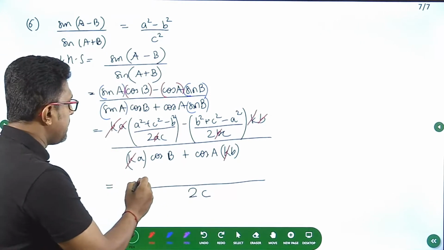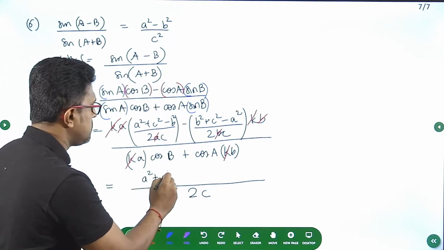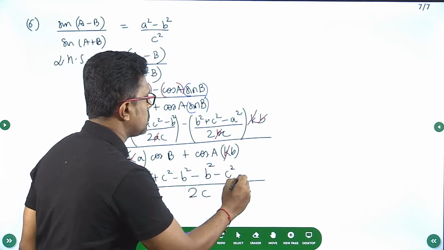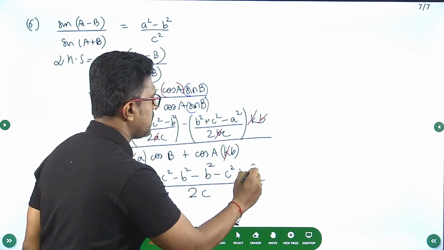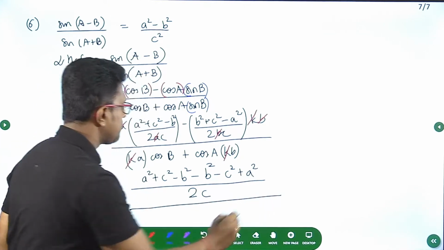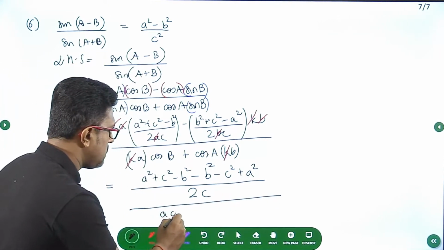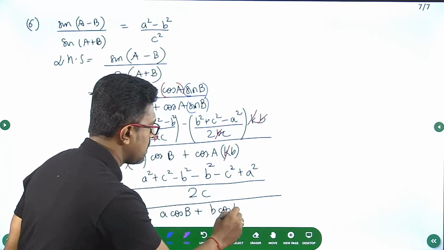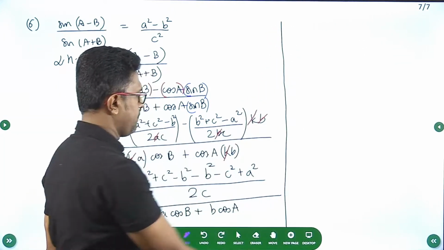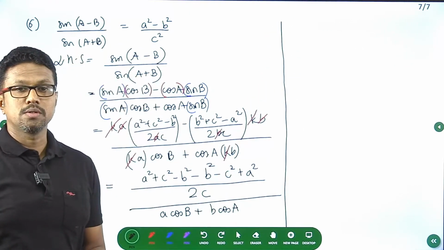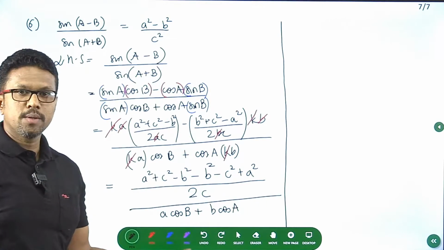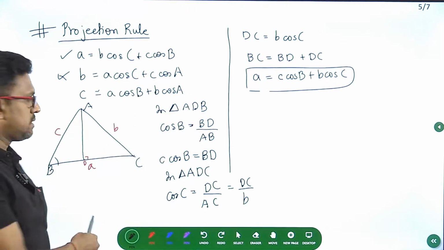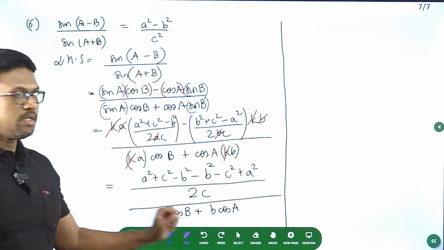And I'll write the numerator. So this is a square plus c square minus b square minus b square minus c square plus a square upon. What is left is a cos B plus this is b cos A. So this is what is left over here. A cos B plus b cos A. What is this? ये तो हमारा प्रोजेक्शन रूल हो गया. A cos B plus b cos A, correct? This is the value of c. प्रोजेक्शन रूल, ये तो c हो गया.